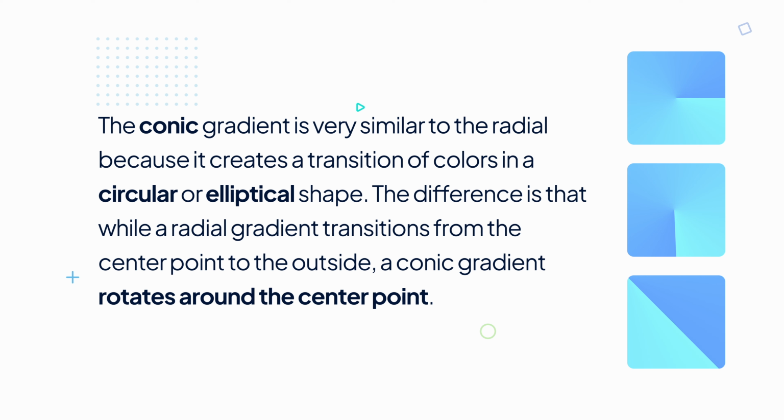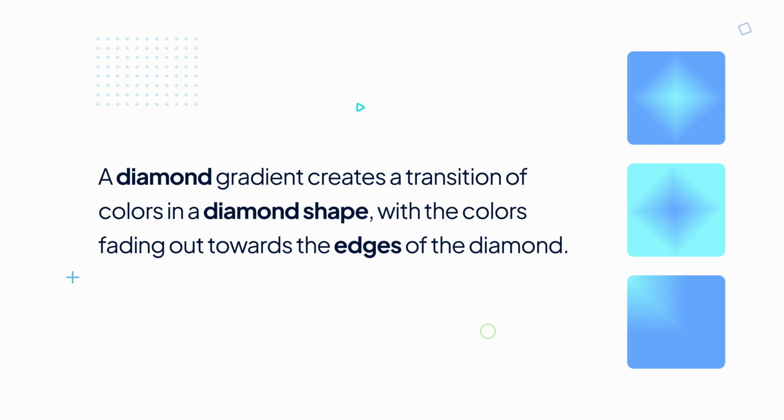The conic gradient is very similar to the radial because it creates a transition of colors in a circular or elliptical shape. The difference is that while a radial gradient transitions from the center point to the outside, a conic gradient rotates around the center point. Finally, a diamond gradient creates a transition of colors in a diamond shape, with the colors fading out towards the edges of the diamond. Out of the 4 gradient types I just mentioned, the 2 you'll probably be working with the most are linear and radial.